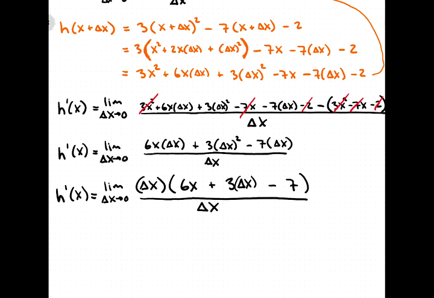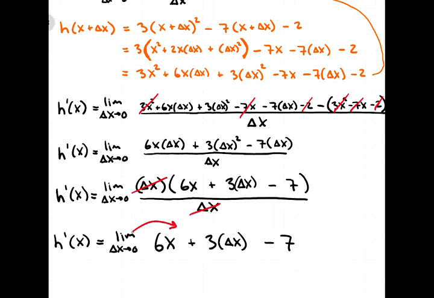So we can finally cancel off this delta x on the bottom with this factor of delta x on top. So h prime of x is equal to the limit as delta x goes to 0 of 6x plus 3 delta x minus 7. So far, there's been no calculus. It's all algebra. We're finally at a point where we could apply the limit without giving us a 0 in the denominator of a fraction.